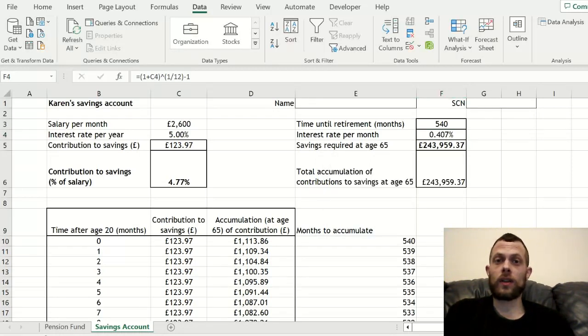And we can see that the contribution to the savings each month would have to be £123.97 per month, and that comes out as 4.77% of her salary. Now we could round that to the nearest penny, although it wouldn't change the percentage of her salary. And I won't go over how to print, but don't forget to print in value view and formula view and hand it in at the end of the exam.